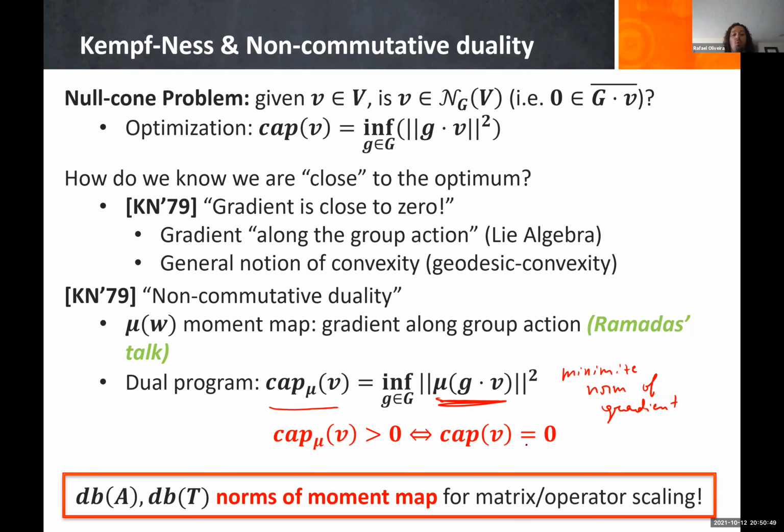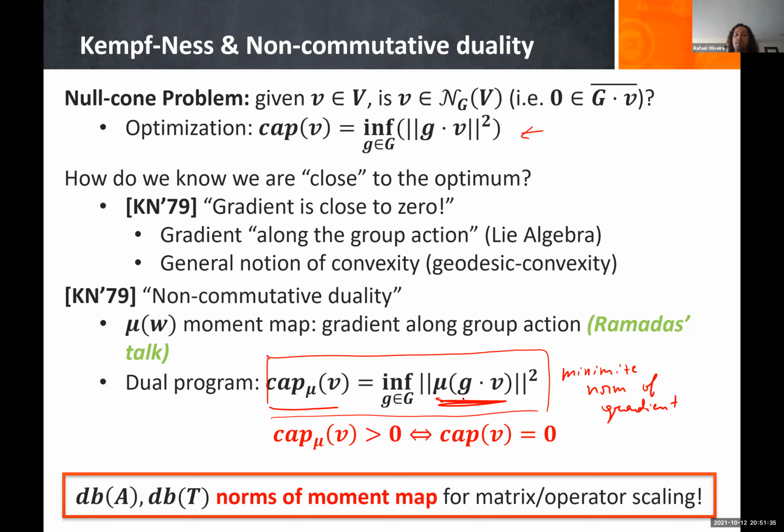And essentially, now we get to the bottom of it: why does this doubly balanced problem solve our null cone problem? It's because when you compute the doubly balanced of A, the doubly balanced of T, they're actually the norms of the moment map. So the scaling problem that I just showed you is not this one, but it's this one. Notice this norm of the moment map is our gradient. And the norm of the moment map is exactly the distance to doubly balanced. So all we're doing is trying to minimize the norm of doubly balanced.